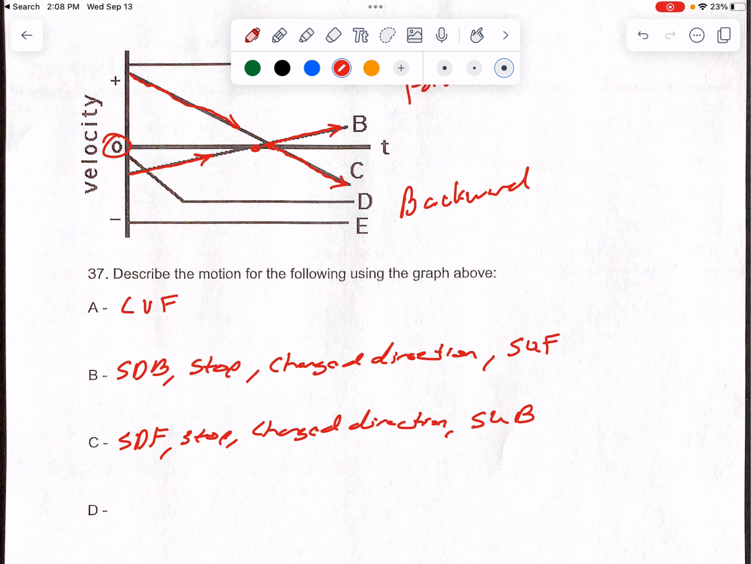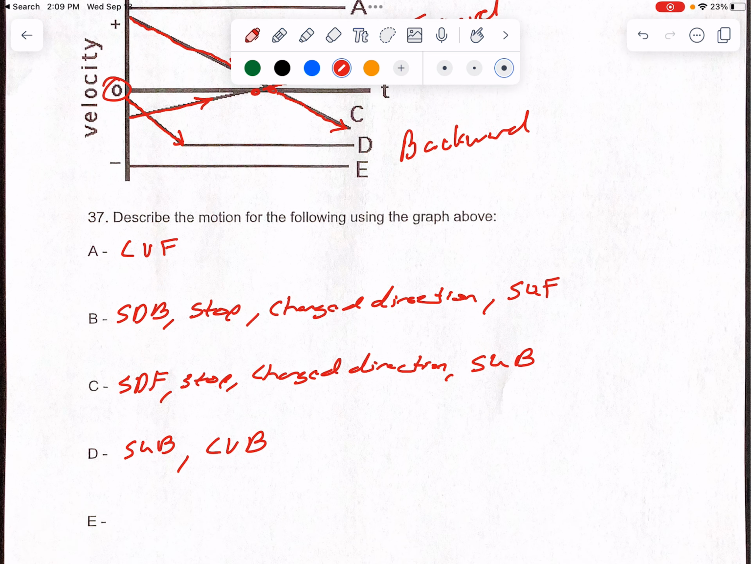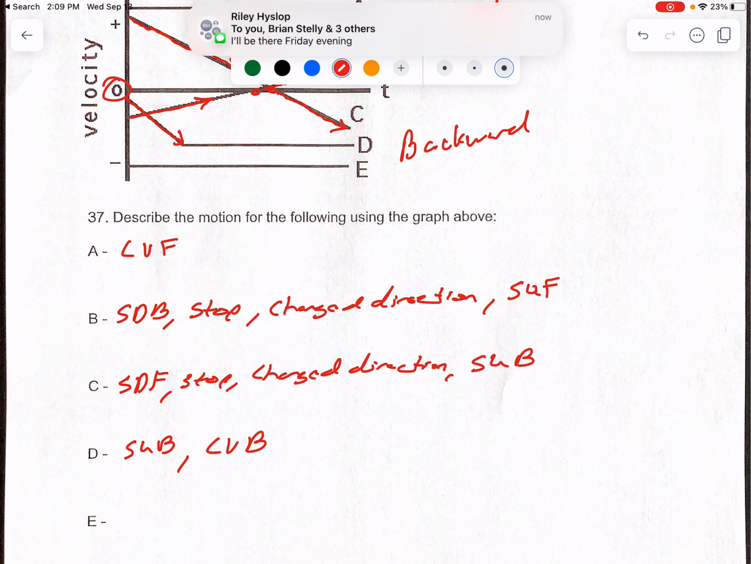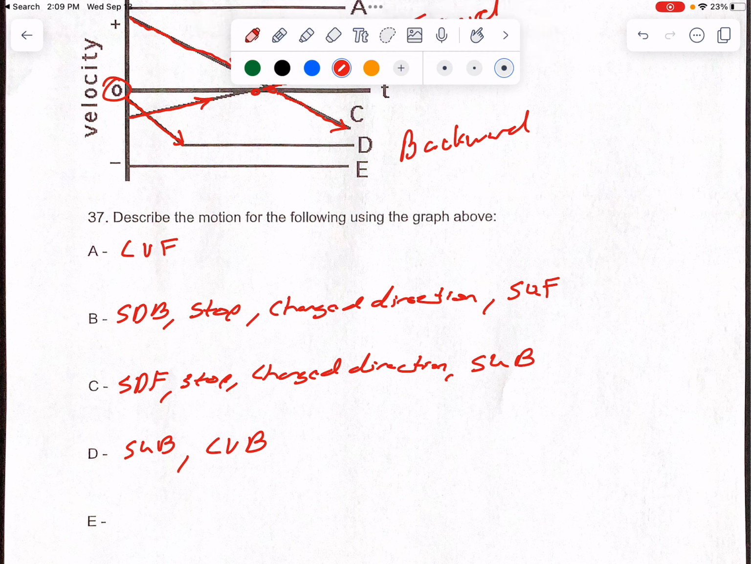What's happening in D? D, you start at a negative position, you're going away from 0, so you're speeding up backwards. And then it looks like you start flatlining, so that means you're just going a constant velocity backwards after that point. Then E never goes anywhere. It stays below the x-axis, so that means it is just a constant velocity backwards.